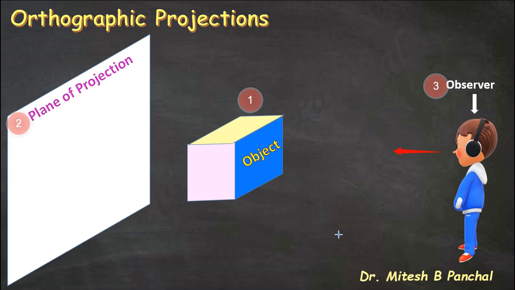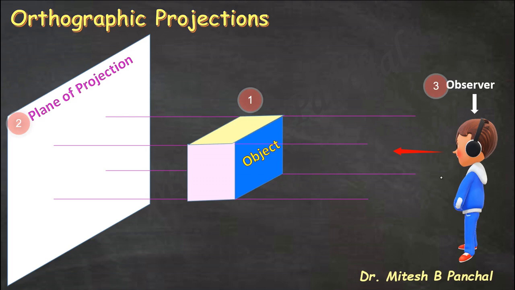So one of the requirements of orthographic projection that can be obtained is the perpendicular projectors. As the observer is viewing the object from far away, the rays of sight are parallel to each other, as you can see over here, and those rays are passing through the boundary of the object and meet the plane of projection.